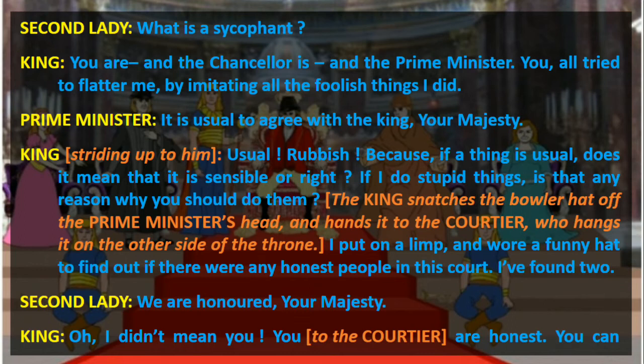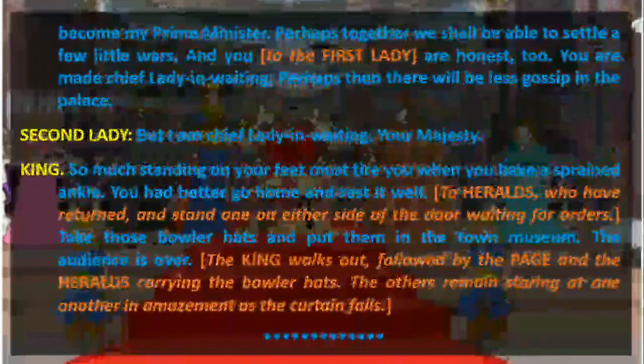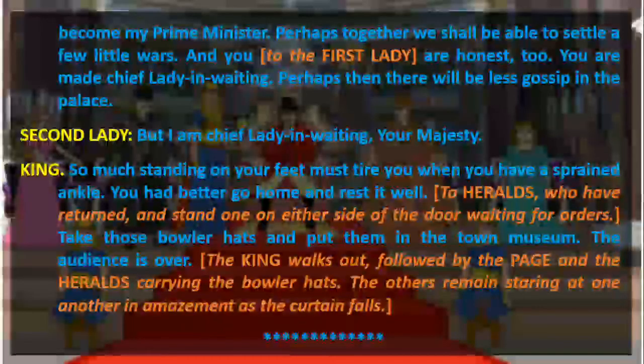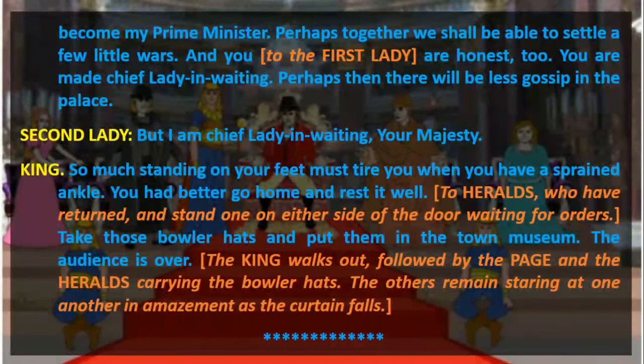I put on a limp and wore a funny hat to find out if there were any honest people in this court. I have found two. Second Lady: We are honored, Your Majesty. King: Oh, I didn't mean you. You, to the courtier, are honest. You can become my Prime Minister. Perhaps together we shall be able to settle a few little wars. And you, to the First Lady, are honest too. You are made Chief Lady in waiting. Perhaps then there will be less gossip in the palace.